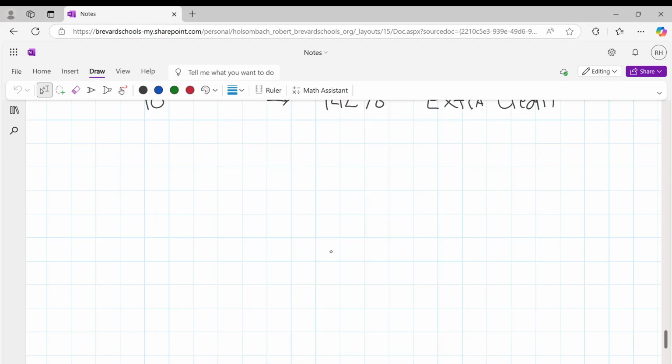All right, so today we are going to be multiplying radical expressions.